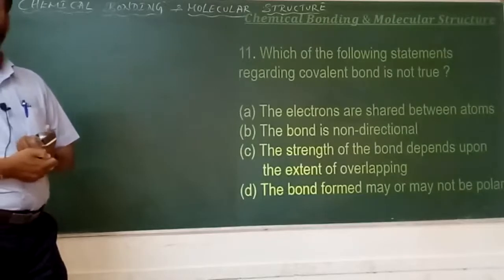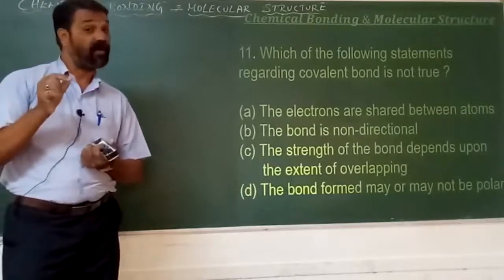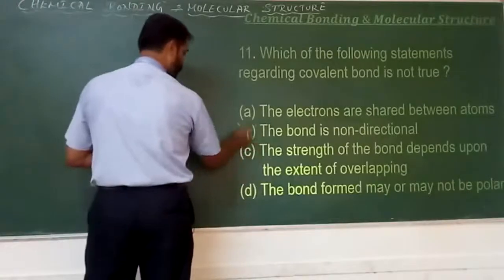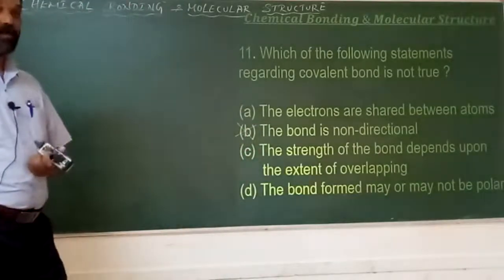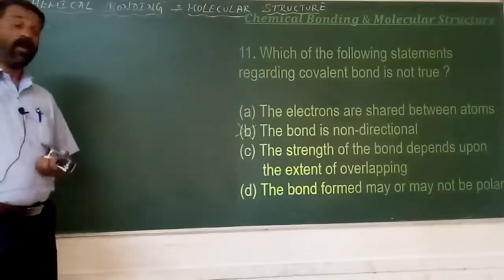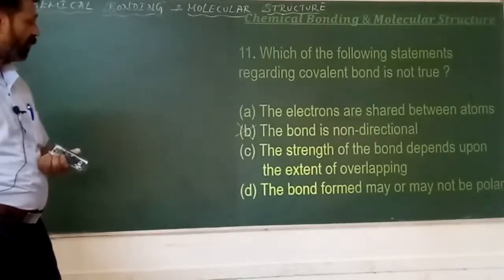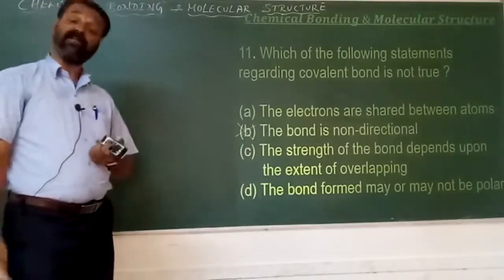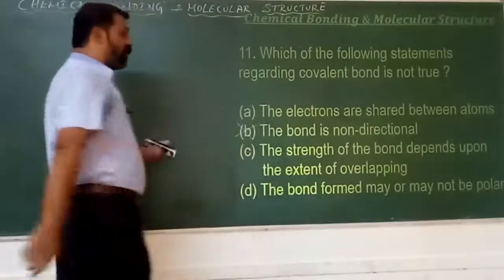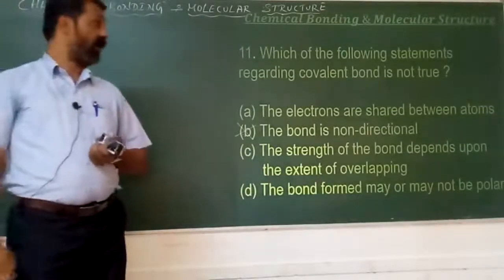In VSEPR theory we have explained that the geometry of any covalent molecule always depends upon the hybridization, because the covalent bond is always directional. An ionic bond is not directional, but covalent bonds are always directional. Therefore, we can expect the exact geometry of covalent molecules. The strength of the bond depends upon the extent of overlapping. Yes, it is right. According to VBT, the bond formed may or may not be polar, meaning it may be polar or non-polar. Therefore, the untrue statement is that the covalent bond is not directional. It is directional. Okay.